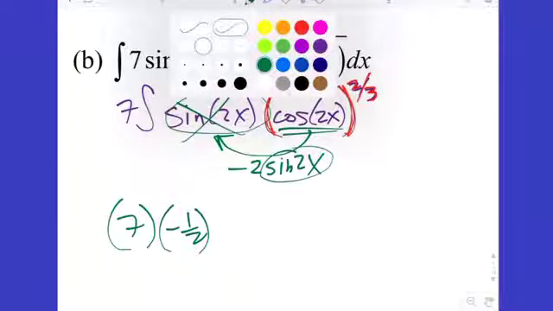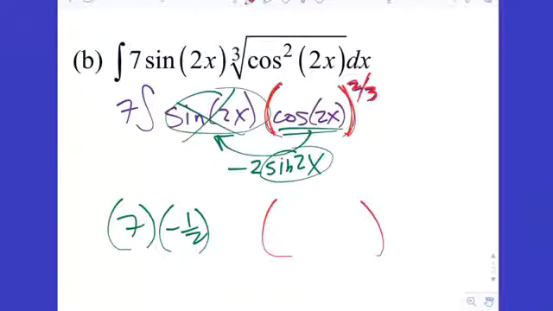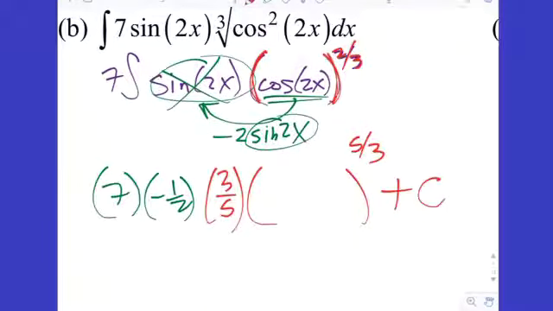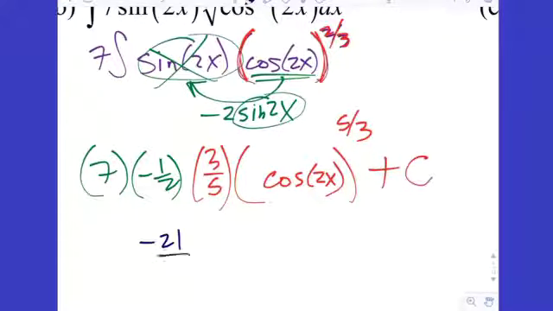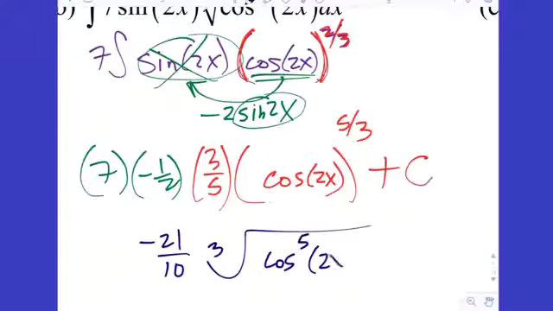And now the rule of integration. Step 2, blob to the 2/3. When you add 1, becomes blob to the 5/3 with a 3/5 in front. That's your rule coefficient plus c. And of course, the blob is just cosine of 2x. And there's your answer. And now it's just a matter of tidying it up a bit. You get negative 21/10 cube root of cosine. You can write it back in condensed form. Cosine to the 5th of 2x plus c. And look how wonderfully fun and easy it is. We got like 2 minutes left.